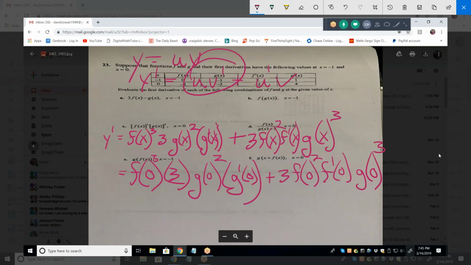Now we should be able to get all of those numbers from that table. Let me erase what I'm covering up here. So f of 0 cubed. F of 0 is -1, so then it would be -1. Times 3 times what's g of 0? G of 0 is -3, so then 9.